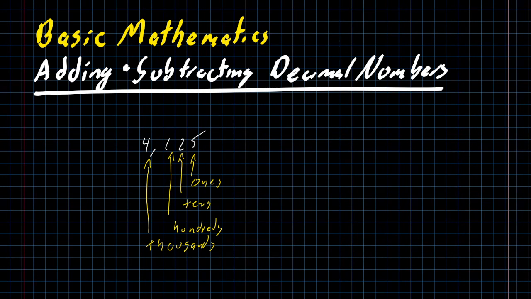In order to move from one place value to the next higher one, you multiply times 10. 1 times 10 is 10, 10 times 10 is 100, times 10 is 1,000, and so on. And so to move in the other direction, you would divide by 10.